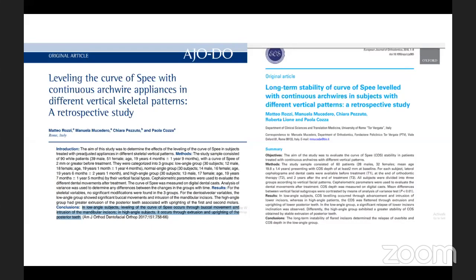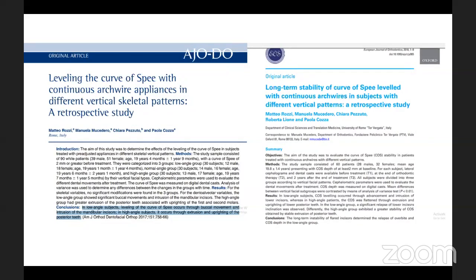Similarly, in a low angle, the tendency is that you would want the lower posteriors to upright in such cases to flatten the curve. But unfortunately, that's not what happens because of the musculoskeletal pattern. What happens is that the front lower teeth protrude and intrude in order to flatten the curve of SPE. So it doesn't happen when you want it to happen, and it happens when you don't want it to happen.